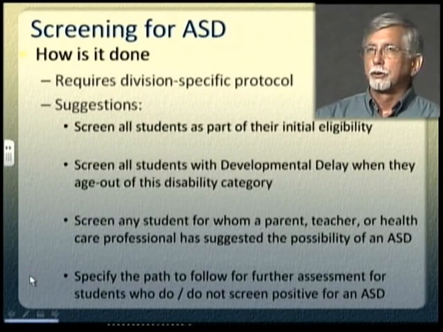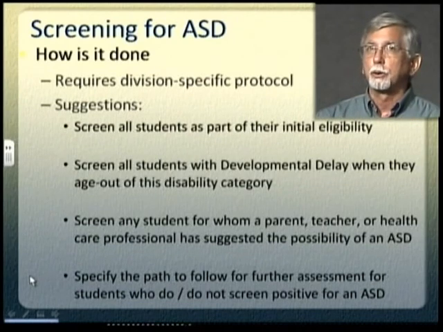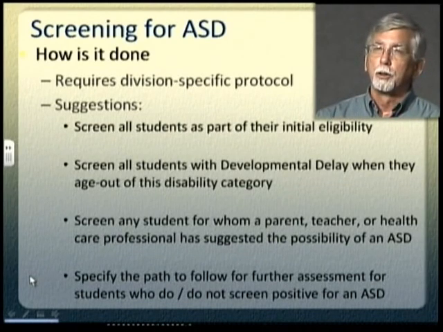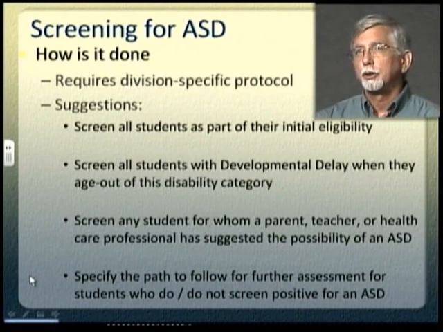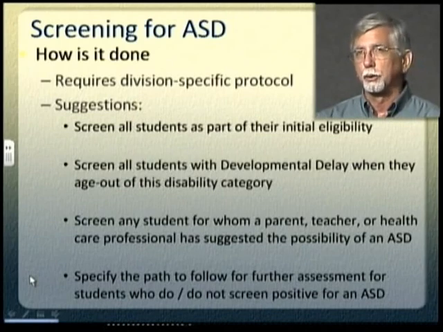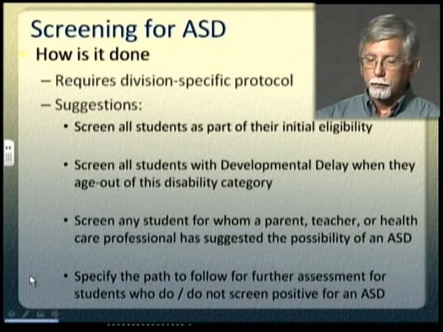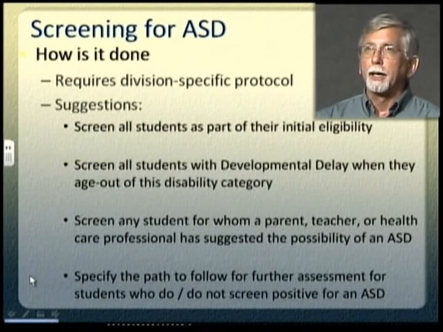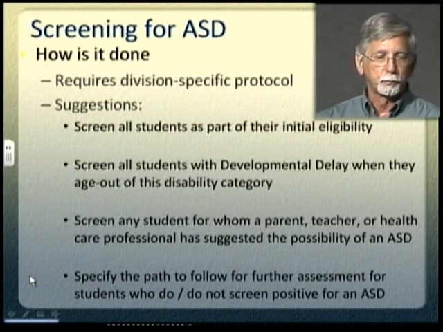This is certainly not universal screening, but it is focusing in on that group of students who are most likely to manifest characteristics of autism spectrum disorders. And so a division might choose to include in their initial evaluation for any child who is referred for special education eligibility an instrument that systematically addresses the questions of characteristics of autism spectrum disorders.